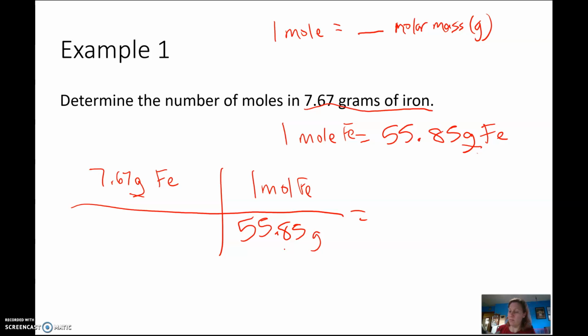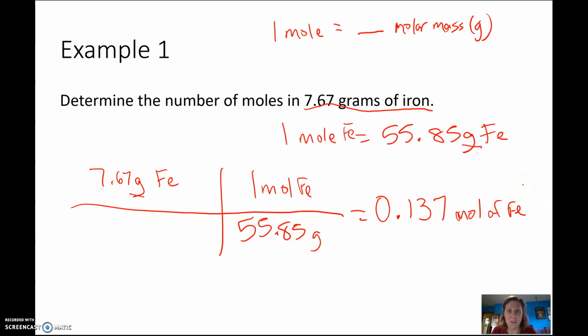Okay, calculator. 7.67 divided by 55.85. That is a massive amount of numbers on there. Do we need all those numbers? No, we just need the 3 that are right there. So the answer is 0.137 moles of iron.